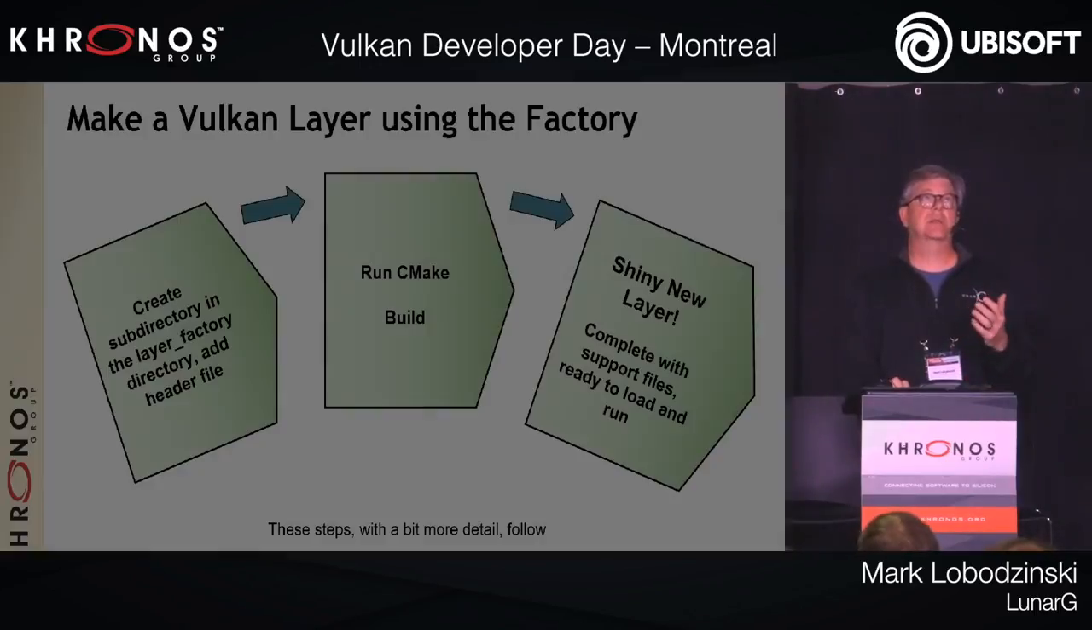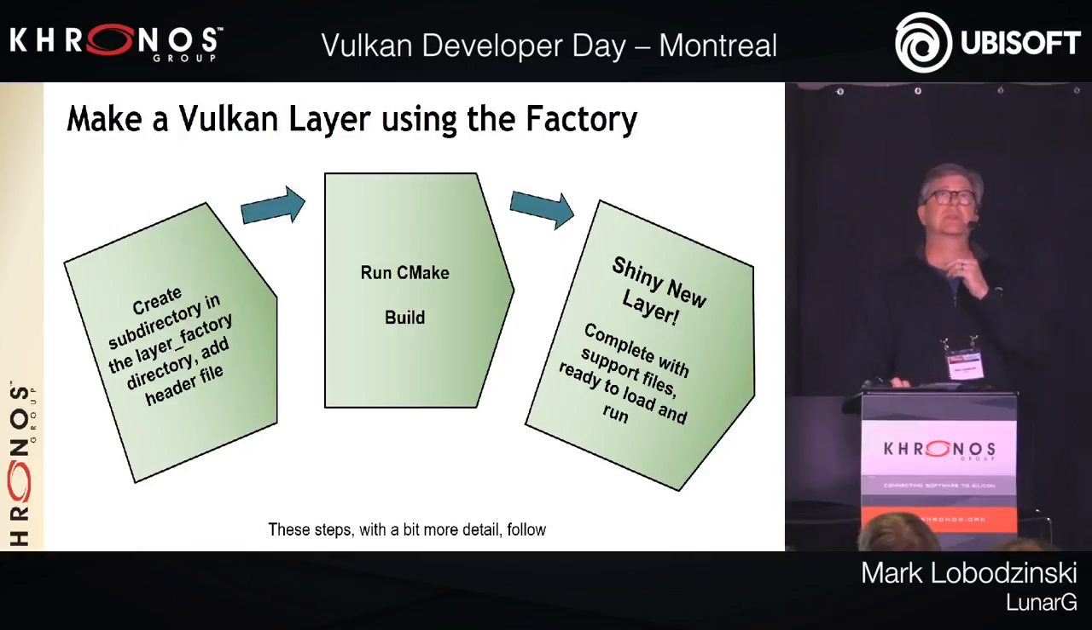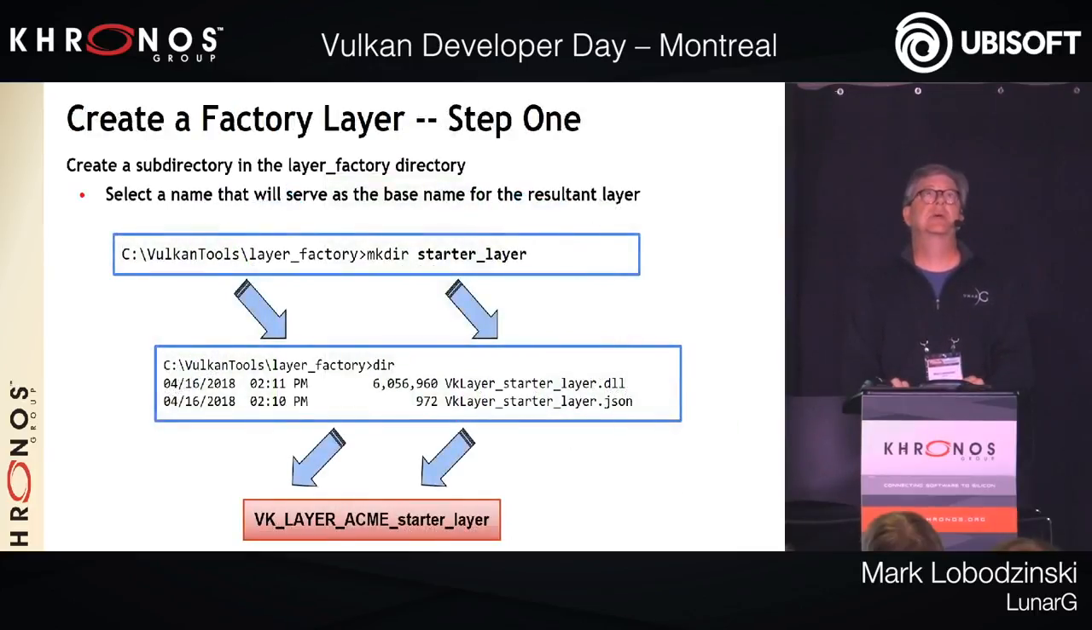To actually create a layer, there's basically just a few steps. You just create a subdirectory, you put a file or two in there, you run CMake, and a layer comes out. It's almost actually that simple. I'm just going to run through these steps and do a short demo.